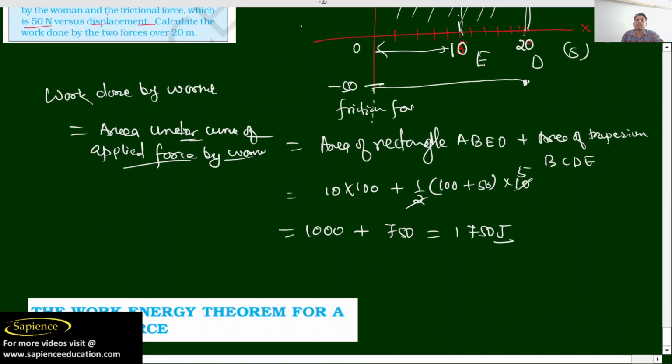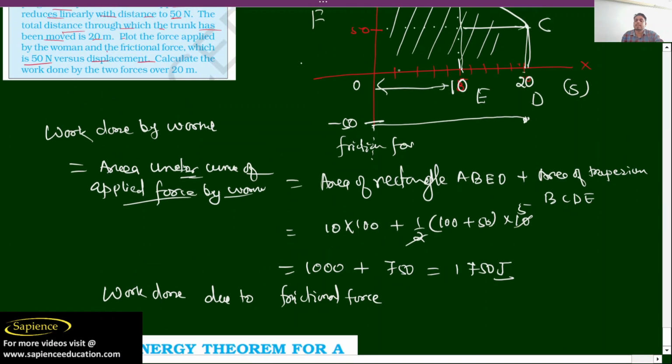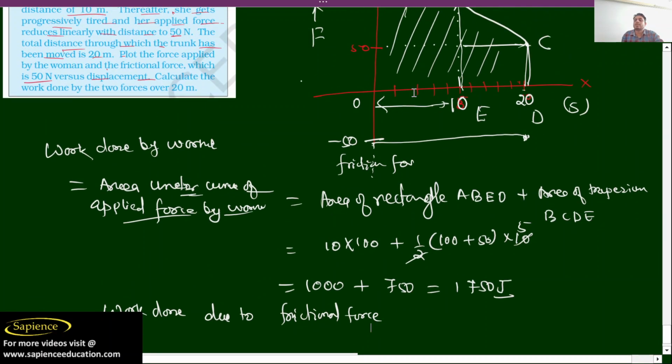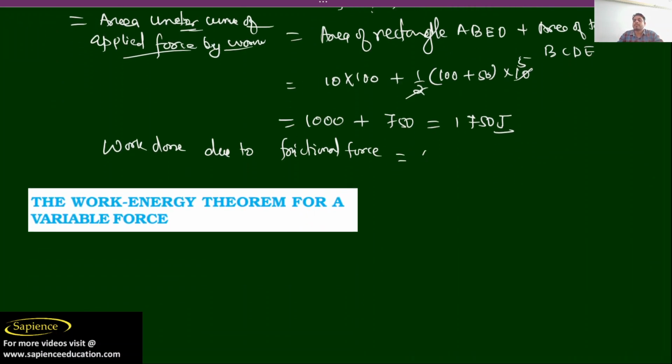Now if I want to calculate the work done due to frictional force, how will you calculate it? This is very simple. It is a constant force only, and displacement is 20. So we can write here constant force of 50 Newton into displacement 20. So this is your 1000 joule. I hope you all have understood.